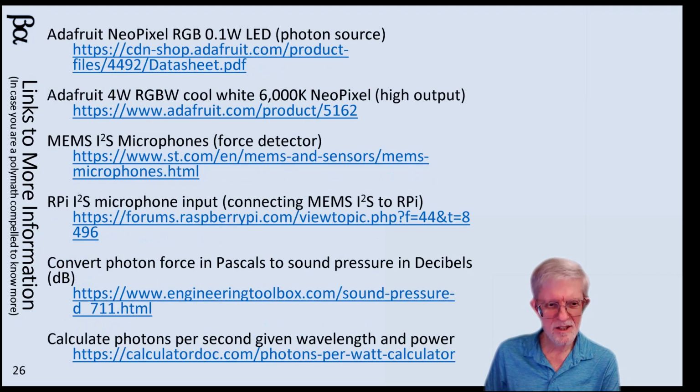And then devices. And how do you convert a photon force in Pascals to a sound pressure in decibels? Weird calculations. And then when I shine an LED, how do I know how many photons are coming out of it? A lot of them.